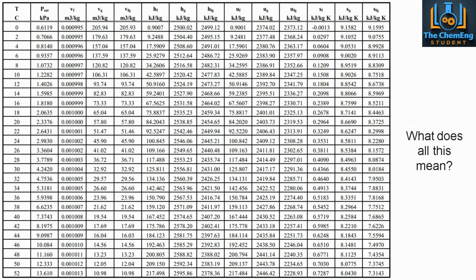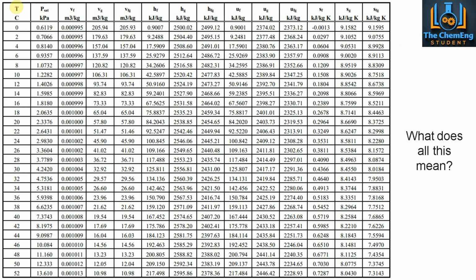Now this is a screen grab of a typical table that you would find within a steam table. Now it's called a steam table, but it's actually a book that contains several different renditions of tables like this. It's full of numbers and it gives us a lot of very important information. But on first inspection, it may look a bit overwhelming because you just have a plethora of different numbers. But trust me, when we break it down, it's actually very straightforward.